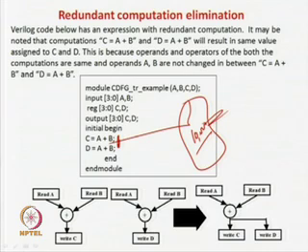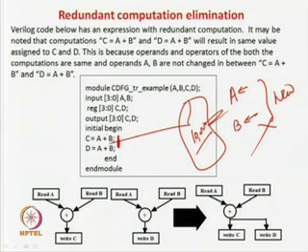But you have to observe one thing: this is a redundant computation if and only if nowhere in the 10,000 lines of code, between here and here, have you assigned A or B a new value. So, you have written C equal to A plus B. Then after some 5,000 lines of code you write A equal to something, B equal to something, and reuse the values. After that, if you write A plus B equal to the same C, you will be in a big problem, because that may not be true.